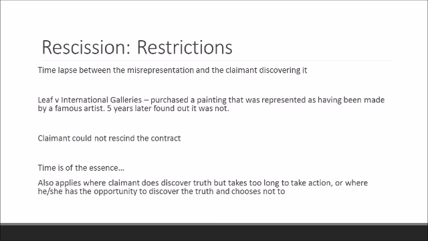This will also apply where the claimant does discover the truth. He discovers that there had been a misrepresentation, but it takes too long to take action. That will be evidence of affirmation, or where he or she has the opportunity to discover the truth but chooses not to. So when Leithen International Galleries had the claimant purchase the painting and then had a specialist say to him, "I'm a specialist, I can tell you whether or not this painting is the authentic one." If the claimant then refused, declined the opportunity, then that would be a bar to rescission.